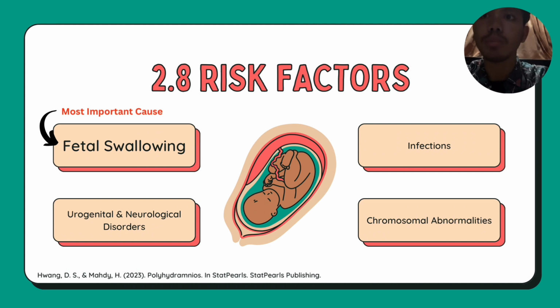Urogenital disorders, problems with the fetal urinary tract or genitals, can be another factor. If the fetus has difficulty urinating or there's a blockage in the urinary system, it can lead to an overproduction of amniotic fluid. Neuromuscular disorders affecting the fetus' nerves and muscles can also play a role. These conditions may impair the fetus' ability to swallow or control bodily functions, potentially leading to polyhydramnios.